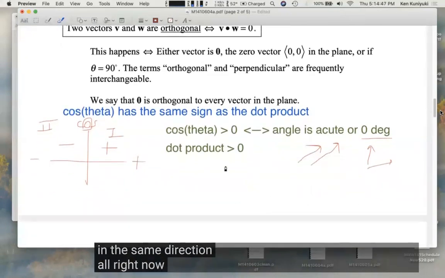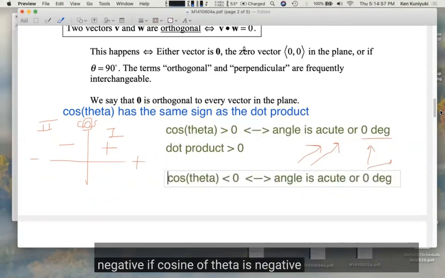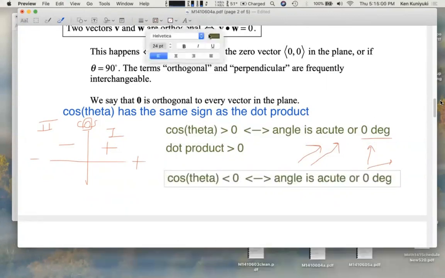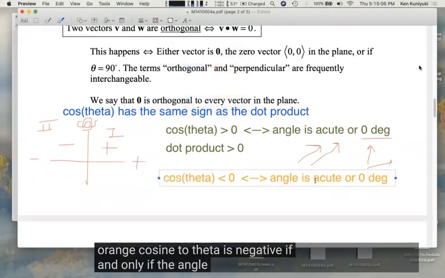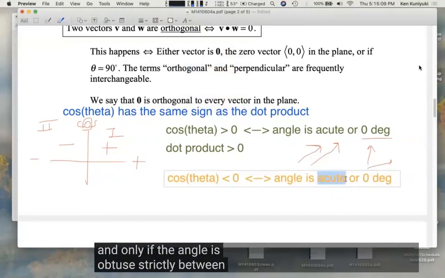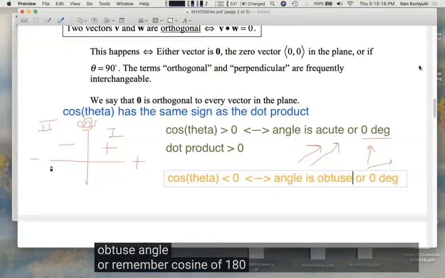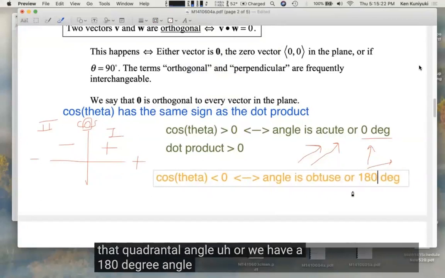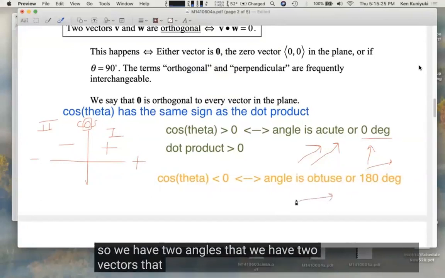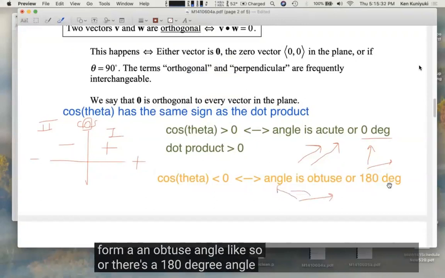All right, now what about the case where cosine of theta is negative? If cosine of theta is negative, I'll do this in orange. Cosine of theta is negative if and only if the angle is obtuse, strictly between 90 degrees and 180 degrees, right? A quadrant two obtuse angle. Or remember, cosine of 180 degrees is negative one, that quadrantal angle. Or we have a 180 degree angle. So we have two vectors that either form an obtuse angle, like so, or there's a 180 degree angle between the two vectors.